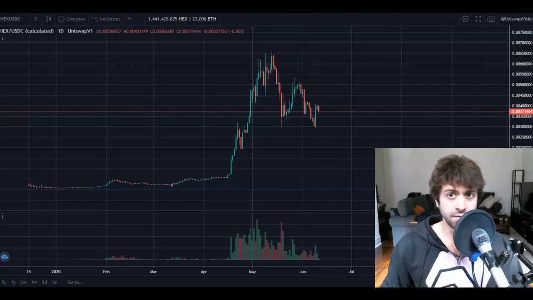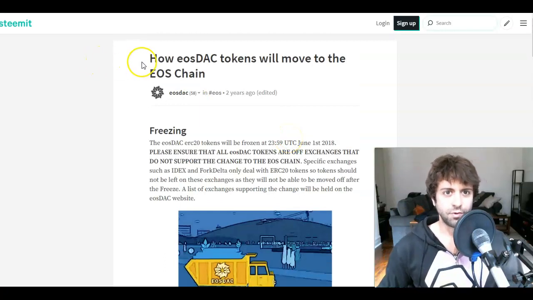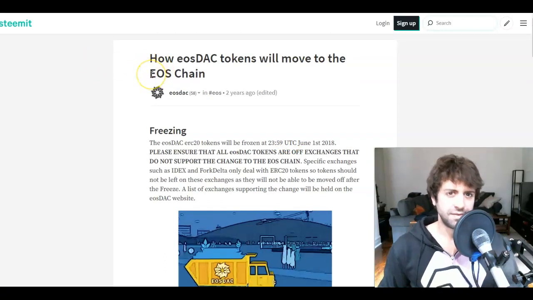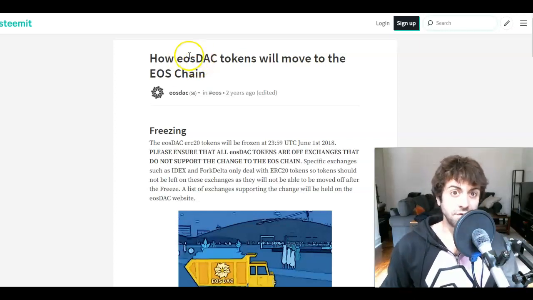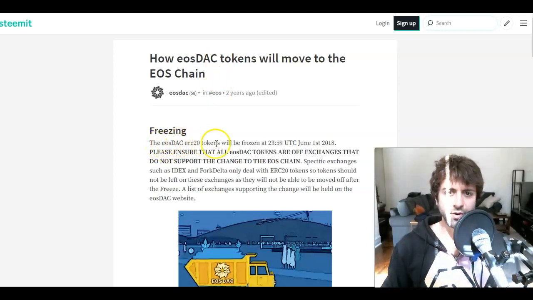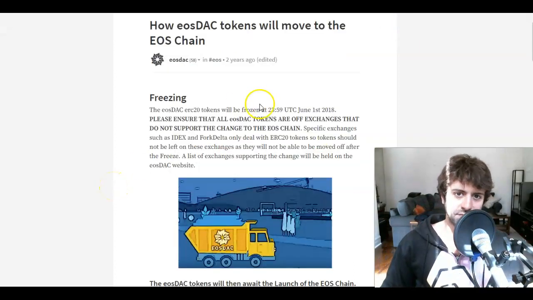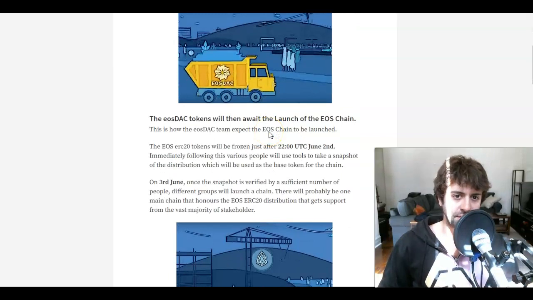So let's go through a list of just some of the many coins that have migrated. EOS is obviously one of the biggest parallels that we like to make to HEX, mostly because of its launch phase, right? We have very similar launch phases, the way they're structured. But if you guys remember the EOS ICO, back at the time it was called an ICO, they had EOS DAC tokens, which were on the Ethereum blockchain, right? And there was a point at which all of the Ethereum EOS DAC20 tokens were frozen, which was June 1st, 2018. Now in this case they say, please ensure that all EOS DAC tokens are off exchanges, right?